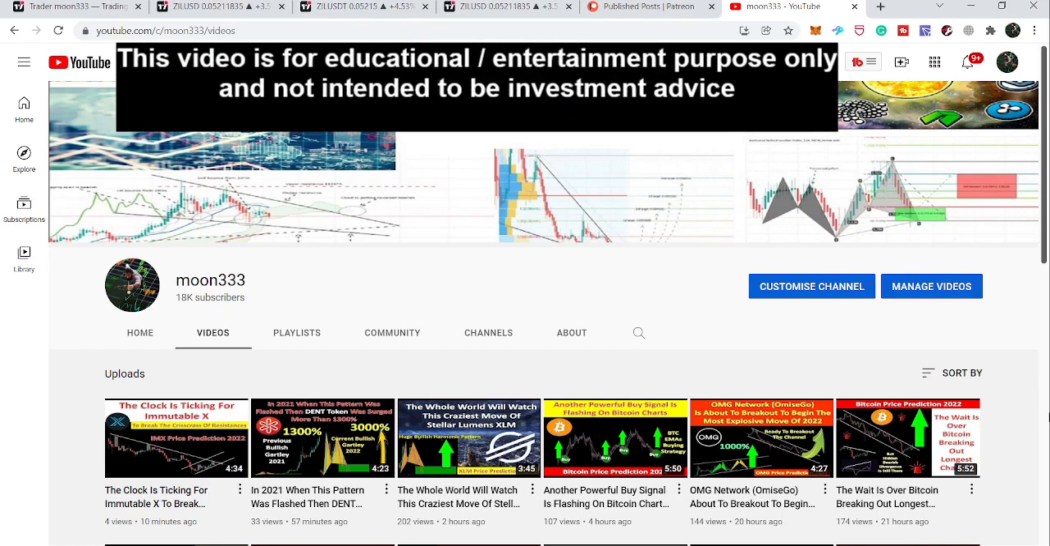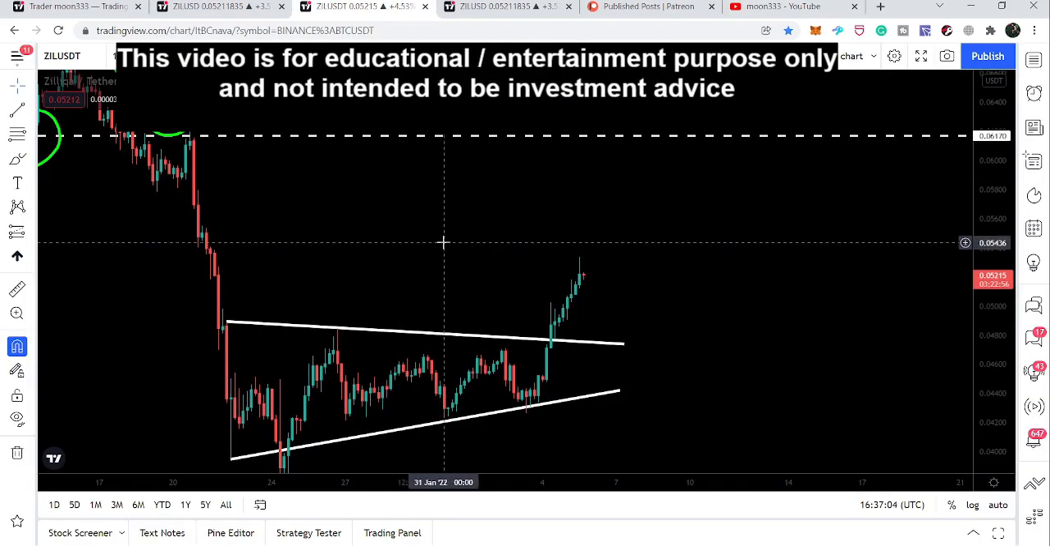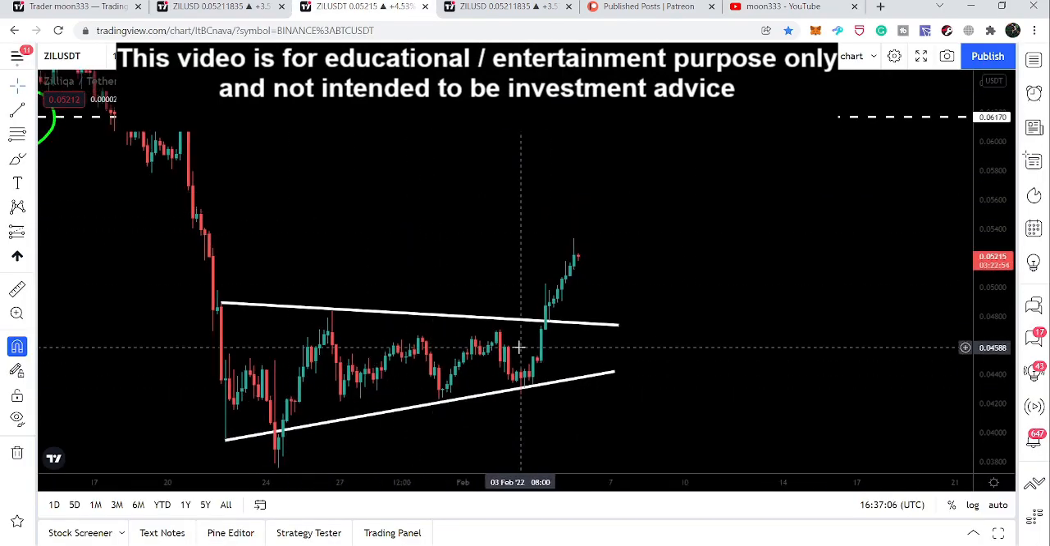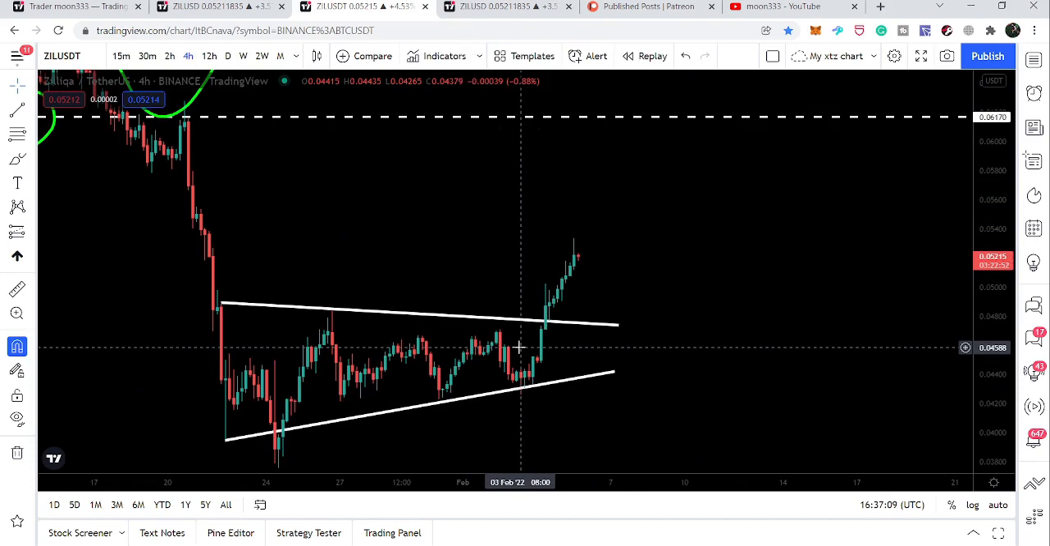In my last video, I was showing you that the price line of Zilliqa has formed an ascending triangle. Right now, we have broken out the resistance of this ascending triangle. Now, where the price line can move and what can be our next targets, I want to share in today's video with you.